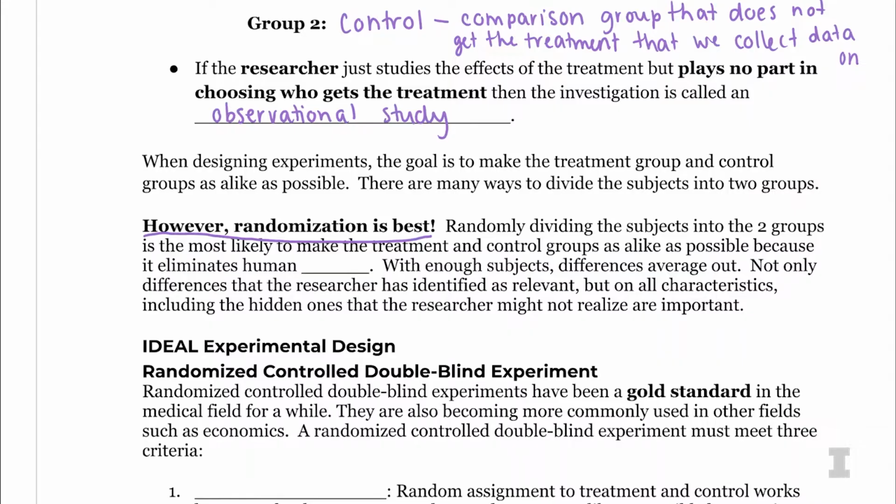Basically, this is because it eliminates any human bias. If we're doing this randomly, there should be no human bias involved. And with enough subjects, any random differences are going to average out. And these are not only differences that the researchers identify as important, but also differences that the researcher might not even realize exist or are important.